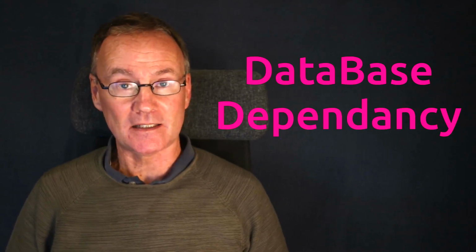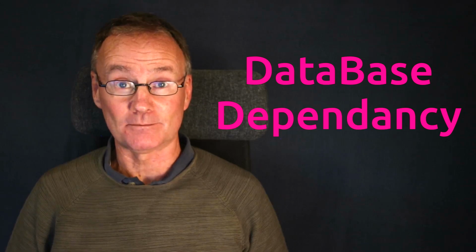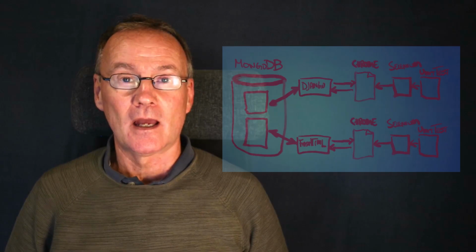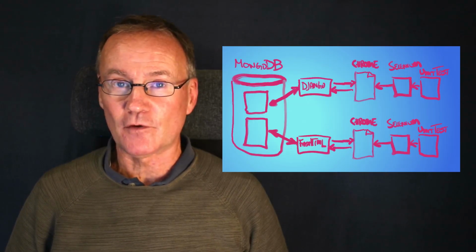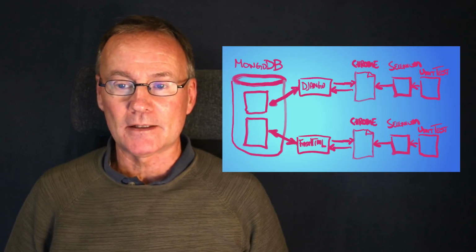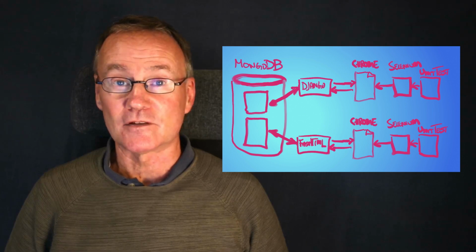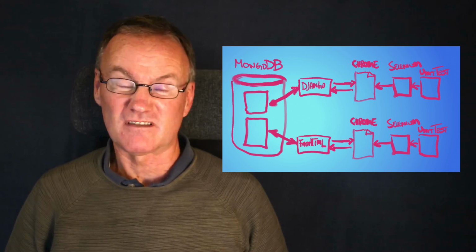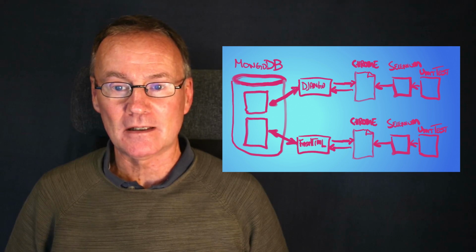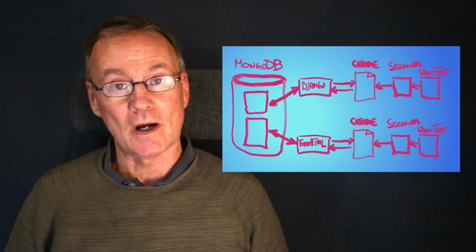So how do we eliminate the database dependency? We use one database. I use MongoDB for this one, and to that one I have two parallel tables or collections, if you may, one for Django and one for FastHTML. This way we get the same database delay for both applications.